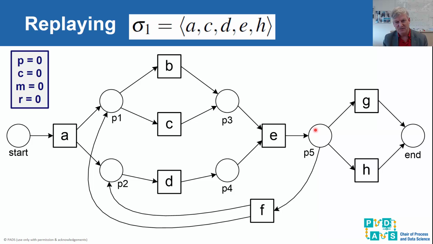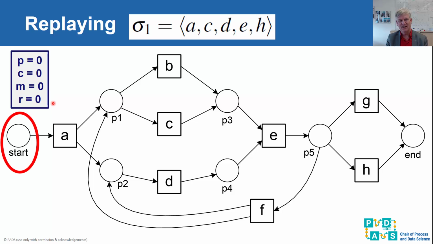Now I've explained everything, and I can run through a large number of examples to give you a feeling for how this works. So here I'm looking at a trace A, C, D, E, H, and for the people that can read Petri nets, they immediately see that this trace fits. So this will be a bit of a boring example, but it will help you to get used to the counters and the way that we replay things.